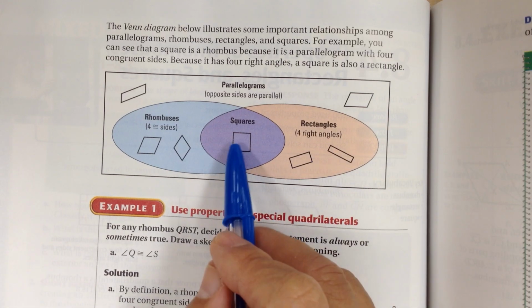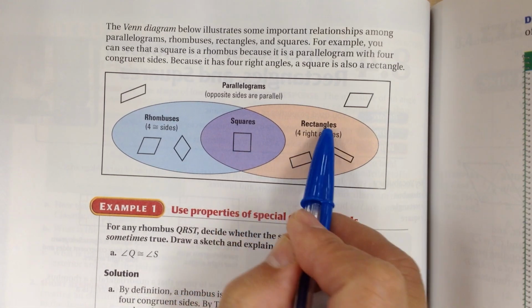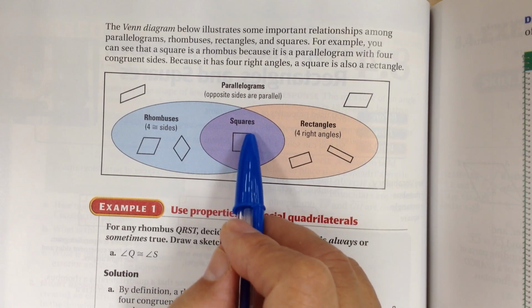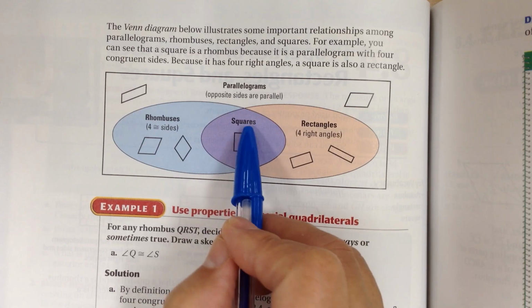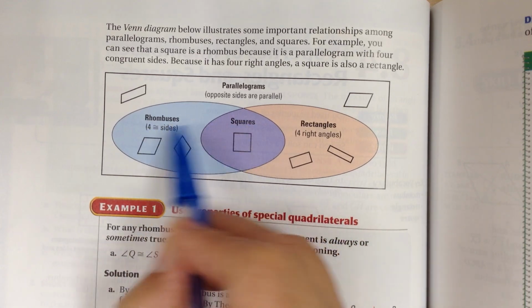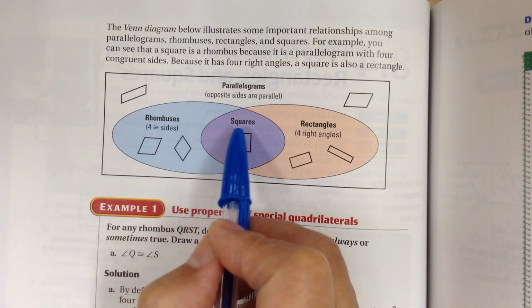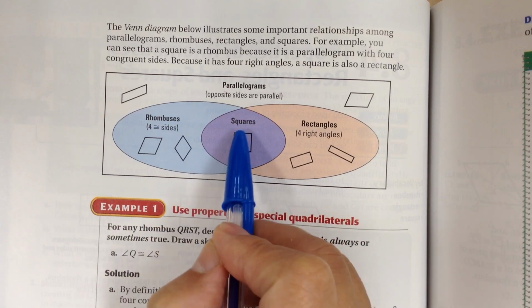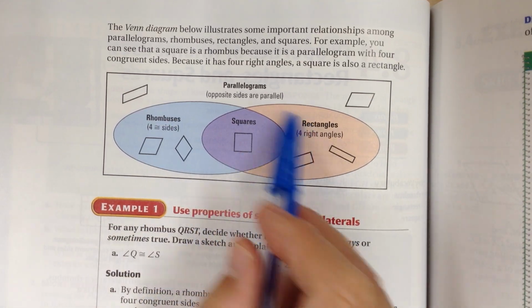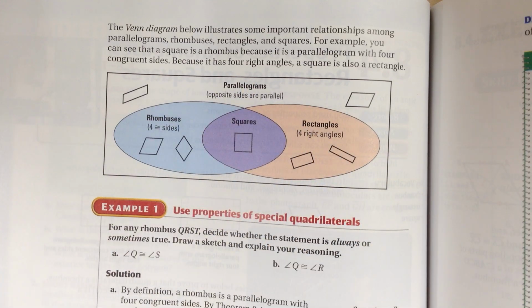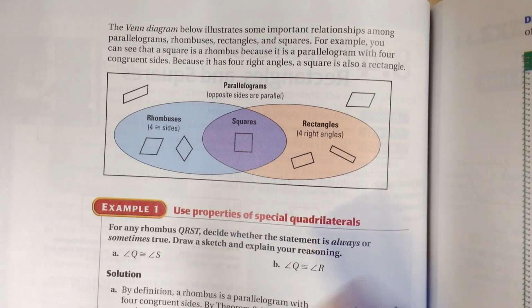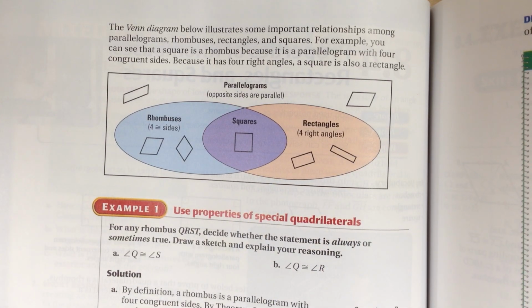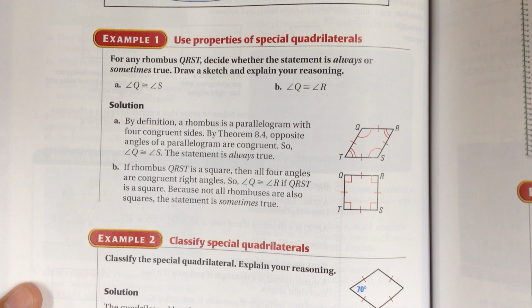Now the square is a special rectangle. That means all four angles are congruent, all four angles are right angles. But a square is also a subset of the rhombus. A square is also a rhombus because all four sides are congruent. So this kind of picture helps you to visualize how different shapes and categories fit together. Now let's go to example 1.